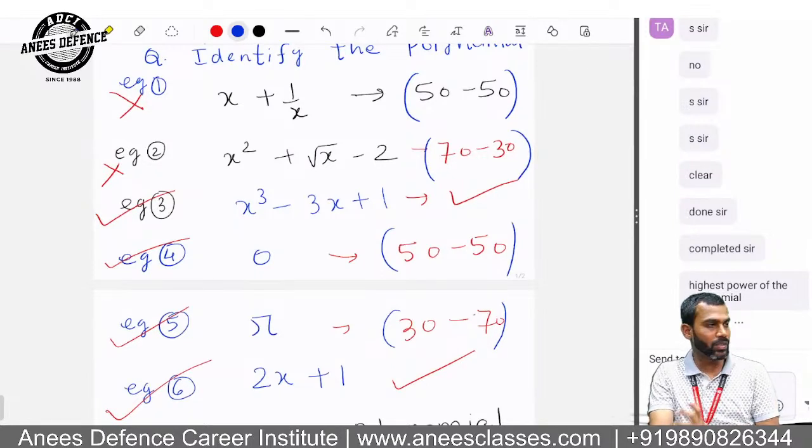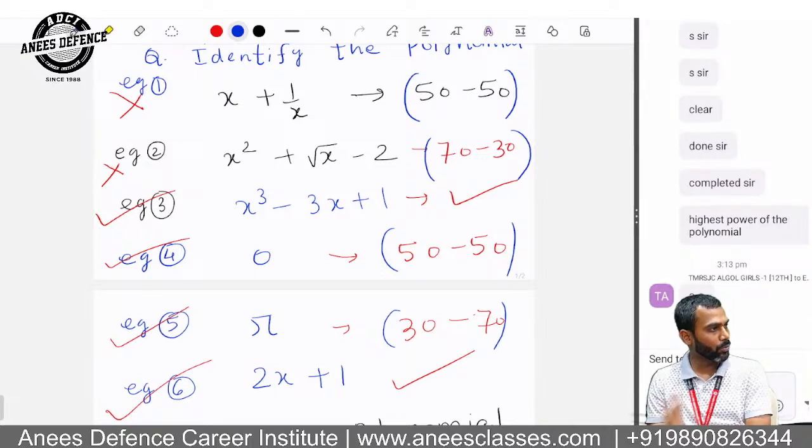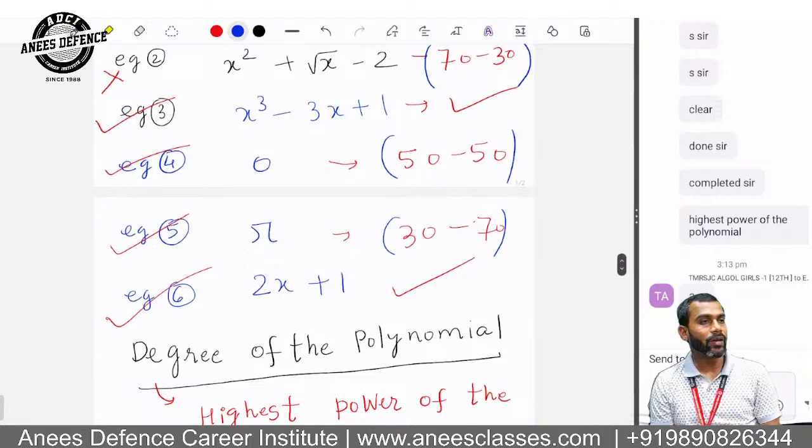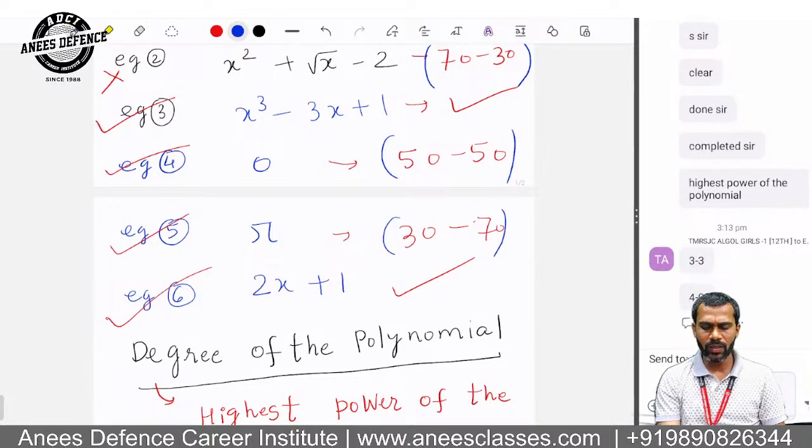example, fourth and fifth and sixth. Because see, I cannot say the degree of first example or first polynomial is 1 because it is not a polynomial itself. Yes or no? So before checking the degree of the expression, we need to check whether it is a polynomial or not. Yes or no? Now, third one, tell me what is the degree? Very easy. So, okay, 3 is the degree.